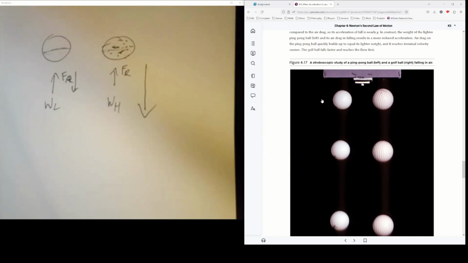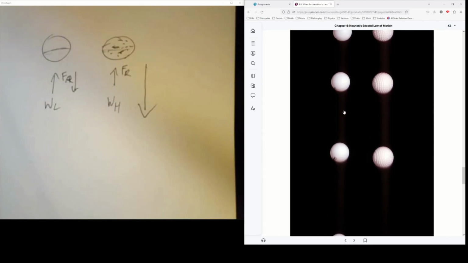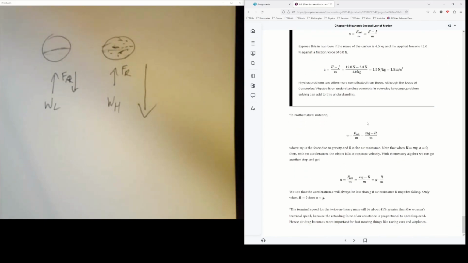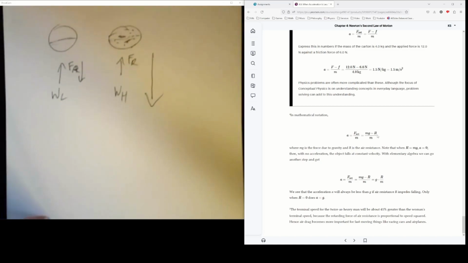And this is always the common case with the feather. If you take a feather and a pen, they're about the same size or something close, but the pen's a lot heavier and it'll fall faster. They're using R here. I mean, nothing wrong with that. Just looking at what they're writing here.